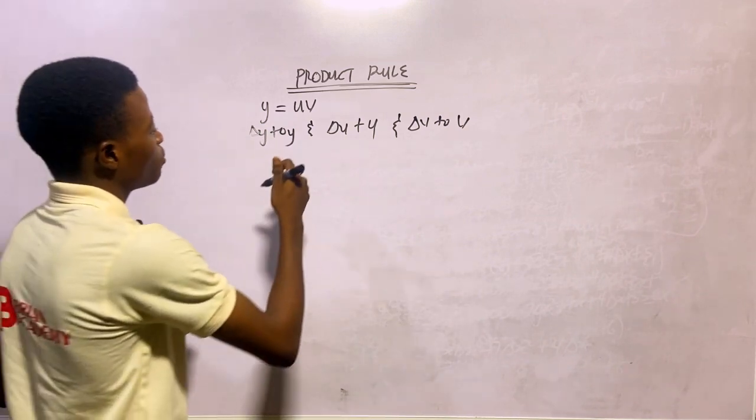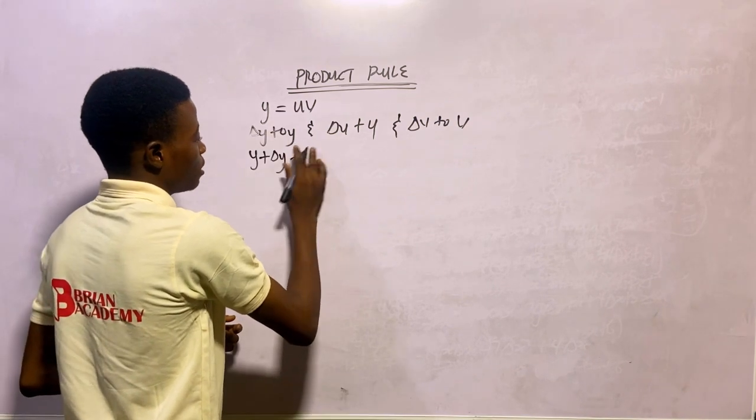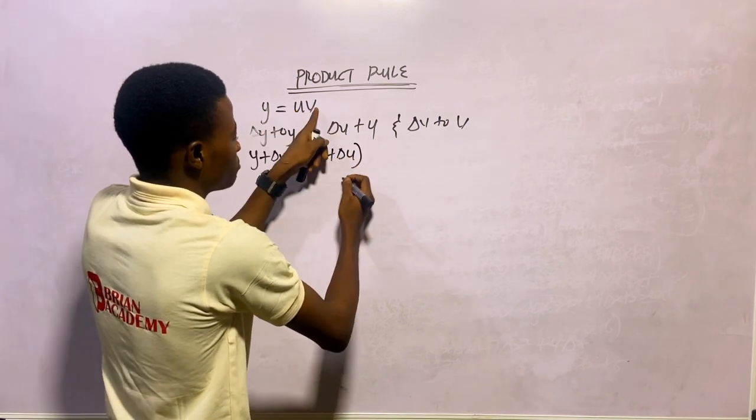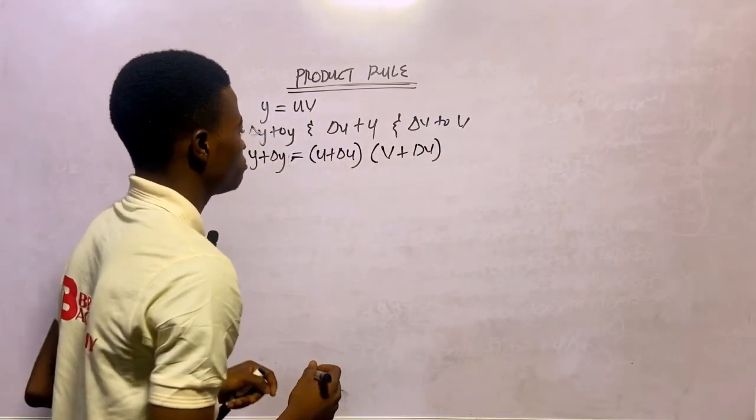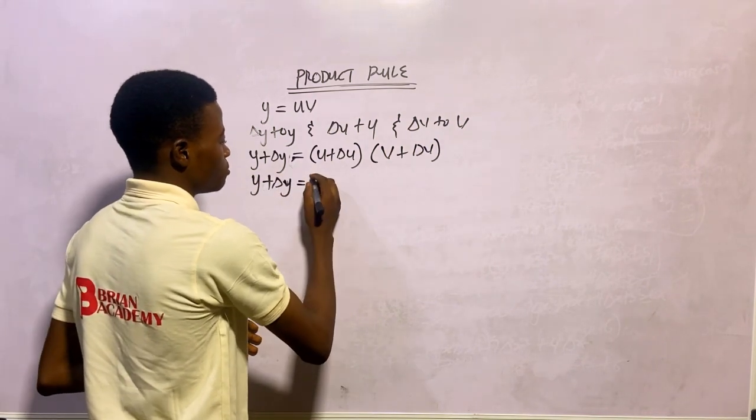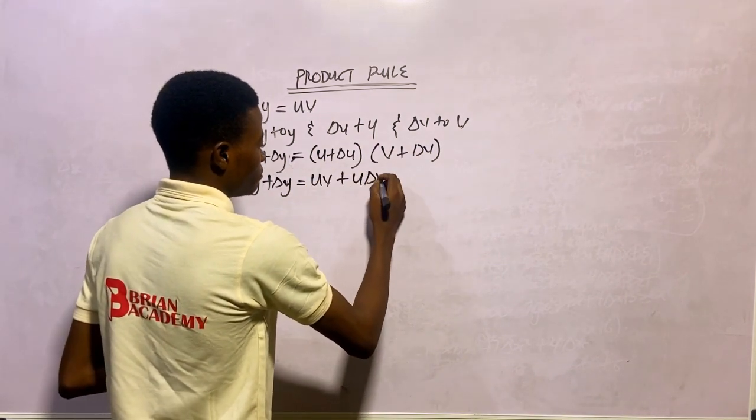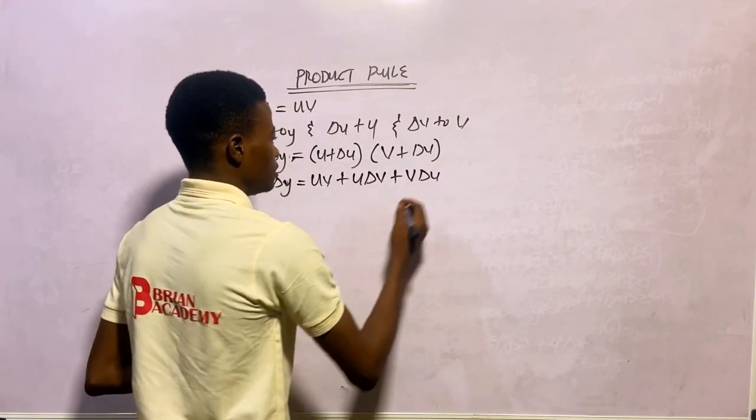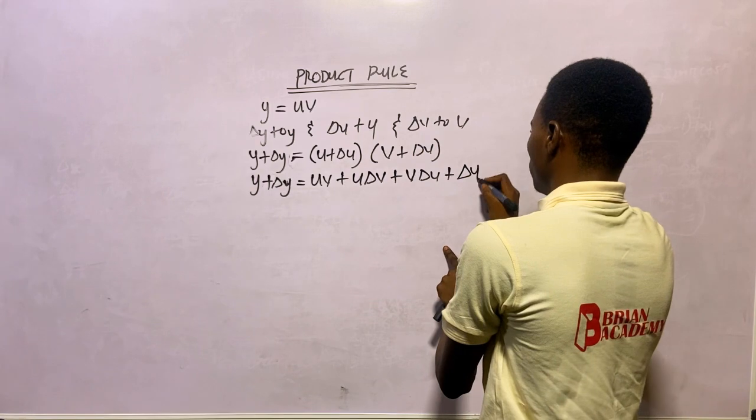Now look up. Let's follow this step. We add y plus change in y, which equals, in brackets, u plus change in u, then in another bracket, v plus change in v. By the time we open these two brackets, we have y plus change in y equals uv, followed by u delta v, plus v delta u, plus delta u delta v.